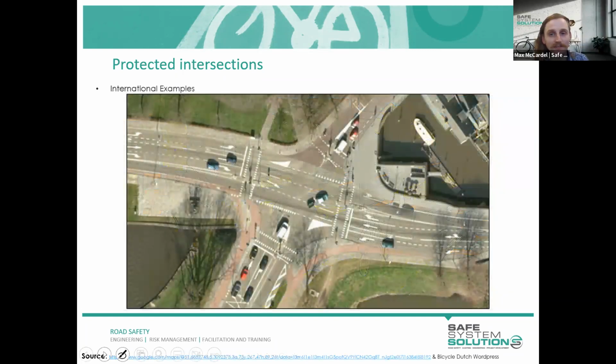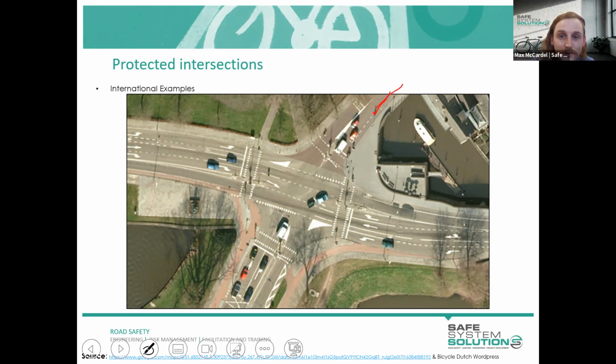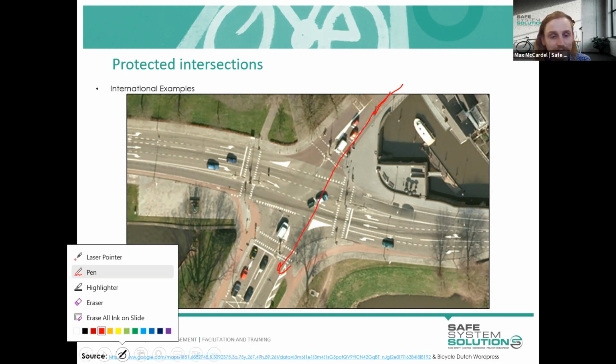Okay. We'll hop to an international example. This one's in the Netherlands. This was a before instance, so before this protected intersection had been installed. And I'll just focus our movement at the top of the screen here. It's a little bit difficult to see, but you can see there's a little dotted bicycle lane there. So cyclists would have been riding curbside. So I'll try and draw the path of a cyclist heading through this intersection like that. So that's the cyclist journey.